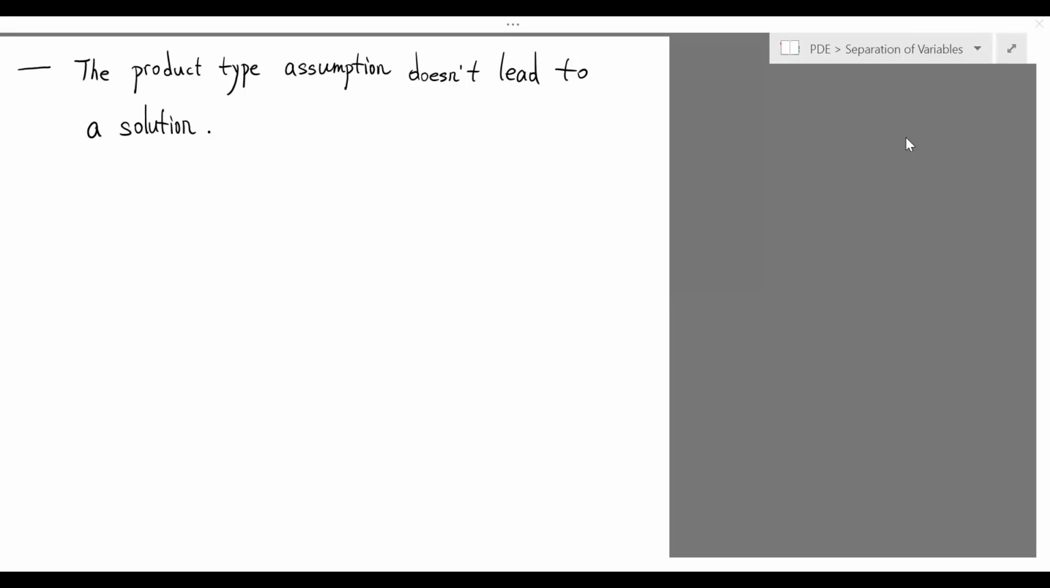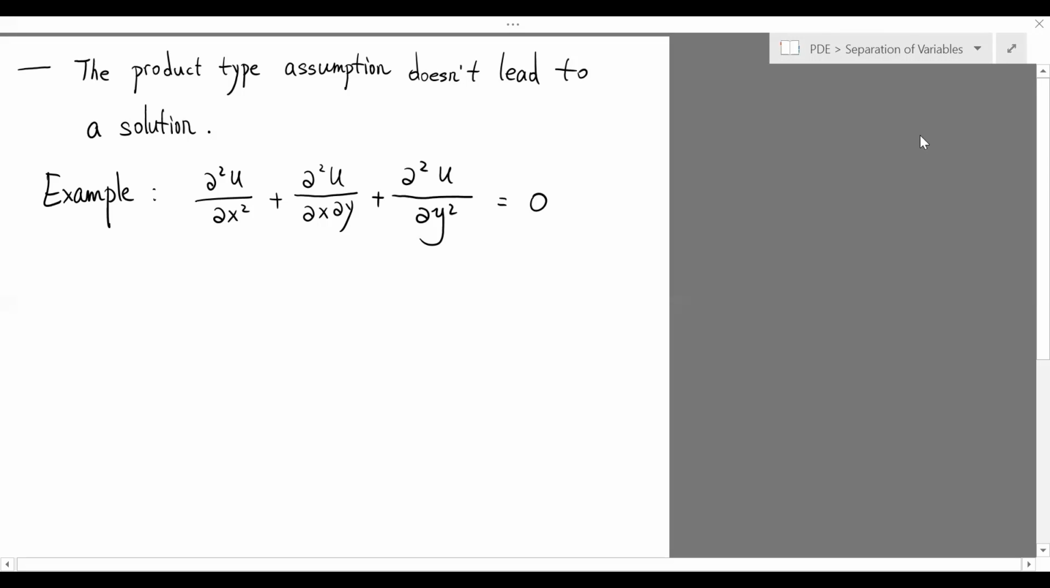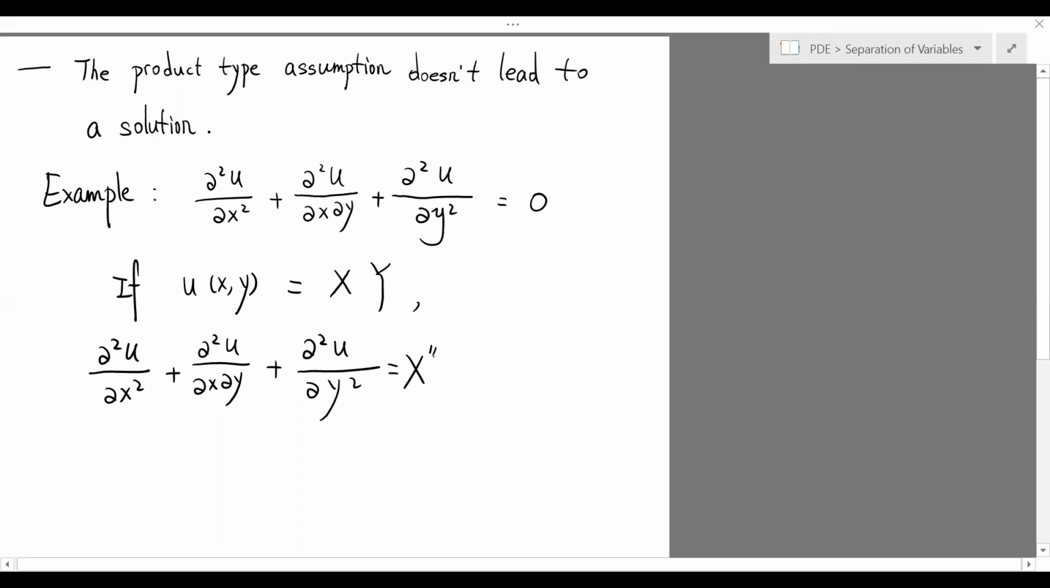In other cases, the product type assumption just doesn't lead to a solution. Consider this example. If u is equal to the product of capital X and capital Y, then plugging in, we should have capital X double prime times capital Y plus capital X prime times capital Y prime plus capital X times capital Y double prime equal 0.